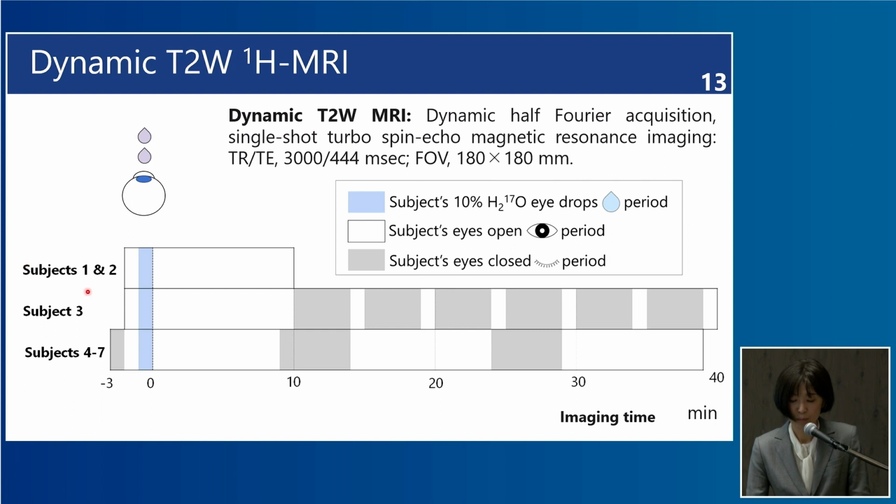There were 3 protocols for data acquisition. Here is the O17 water drop period of 1 minute. Not knowing how long imaging time was appropriate, the first 2 subjects had short imaging time of 12 minutes. Longer protocols had some eye closed period for subjects to have a rest.